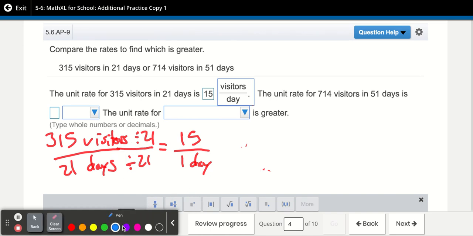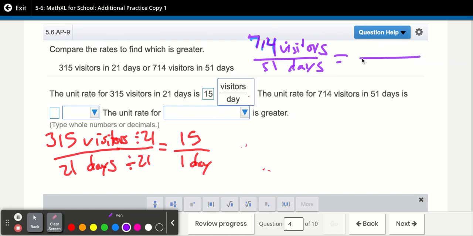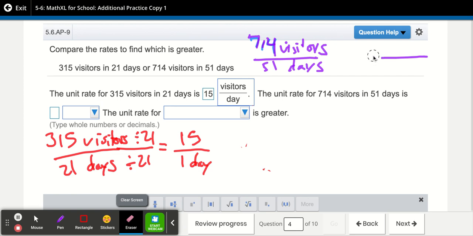And we're going to do the next one in blue. So we have 704. Oh, we should not have done blue. Everything is blue on this page. 714 purple. 714 visitors, if I can write clearly, though, in 51 days. I'm having writing issues. Oh, man, I'm messing it all up here. I'm having some trouble.